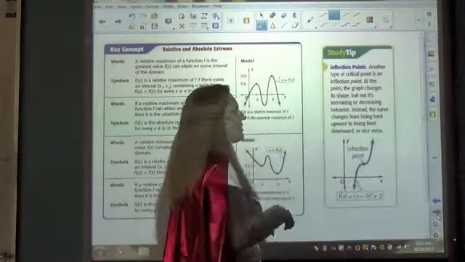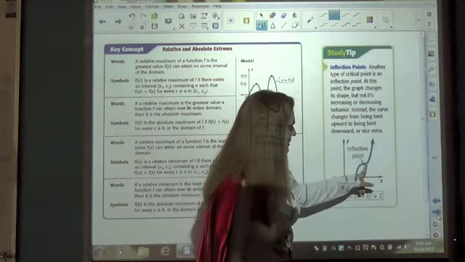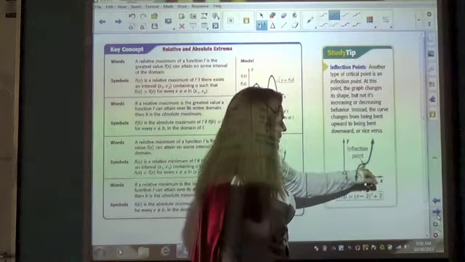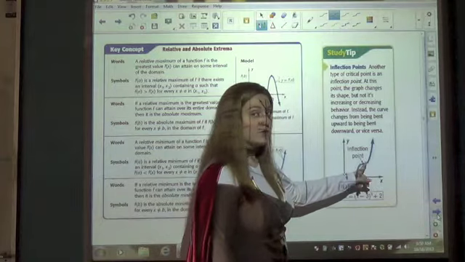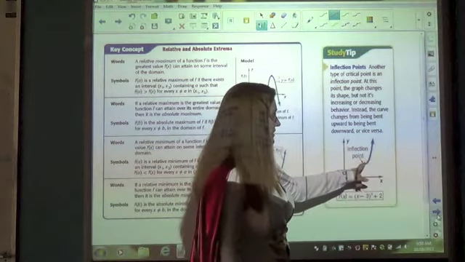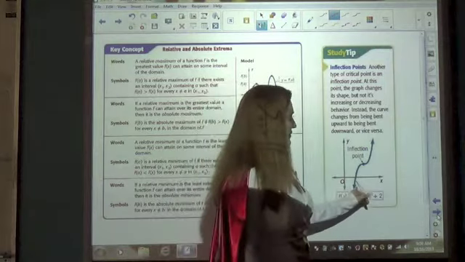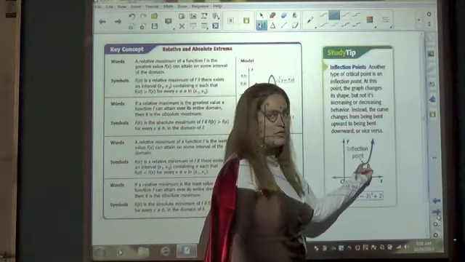Oh, last one is your inflection point. The inflection point is when all of a sudden there's a little stall in the graph, just for a very, very small interval. It's going to be the same value. But that is just called your inflection point. Even though it's increasing here and it's increasing here, there's a little stall here.